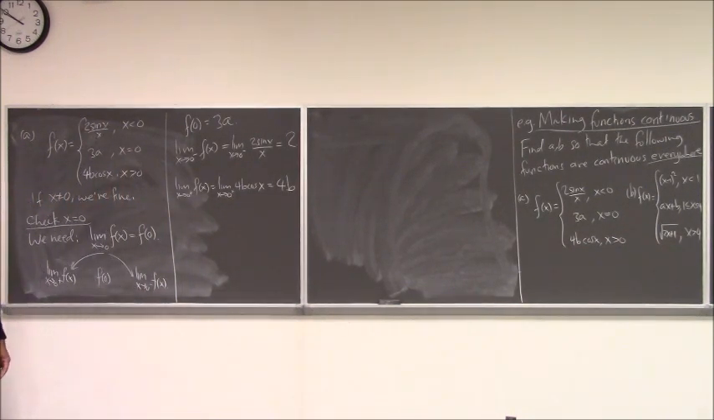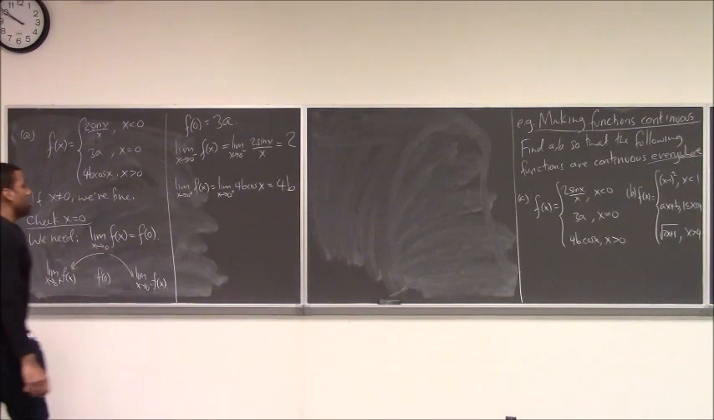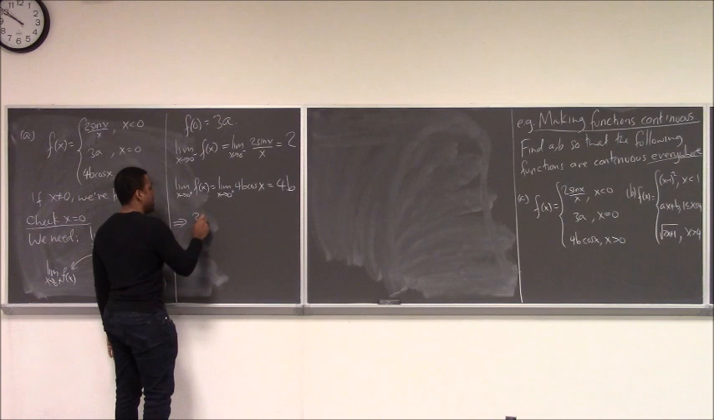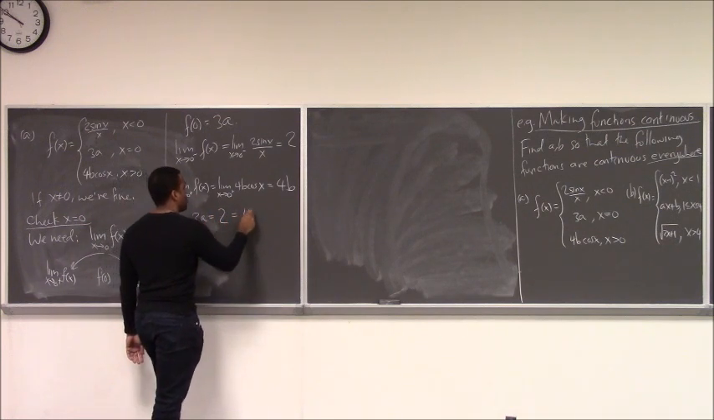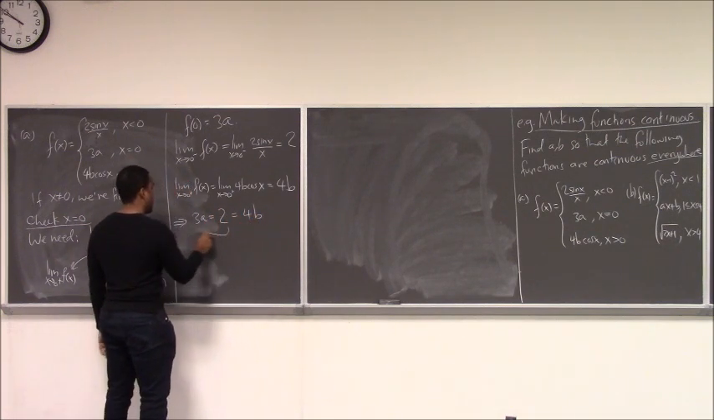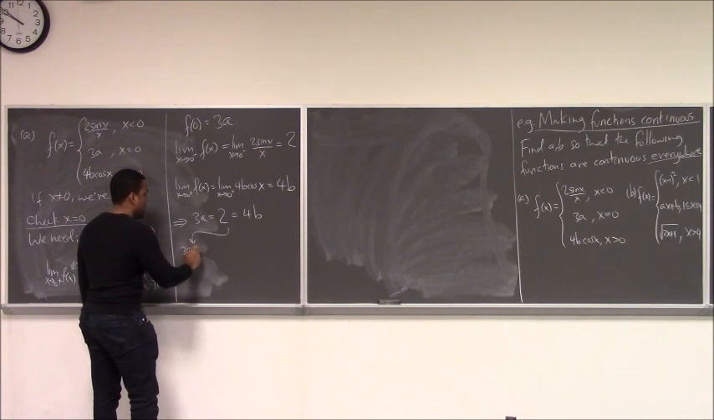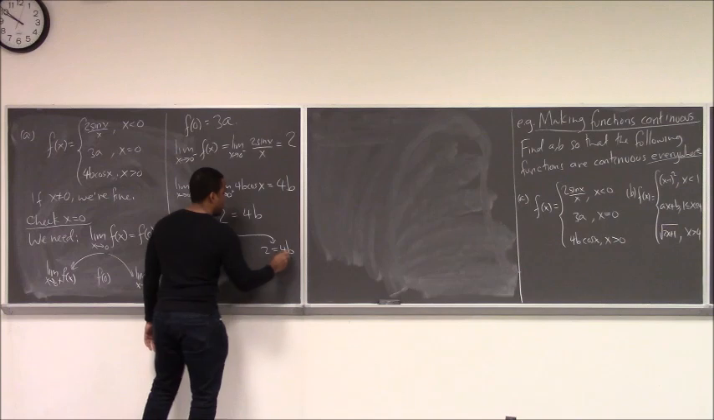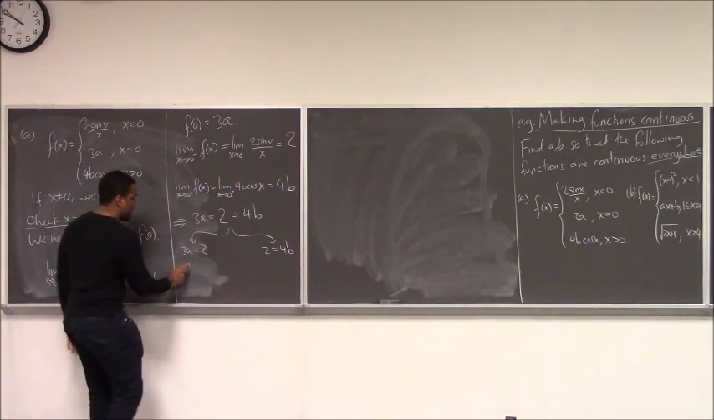Right? Now, according to our definition of what it means to be continuous, we need equality here, which means these three things need to all be the same. And so this means that we need 3a to be equal to 2 to be equal to 4b, or I can even break that down into two equations. 3a needs to be 2, and 2 needs to be 4b. So what is a?